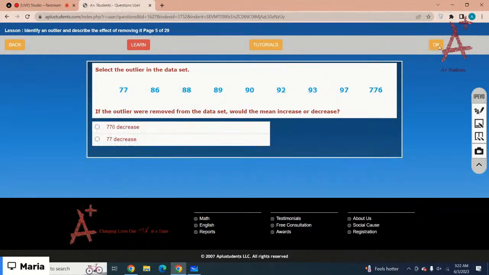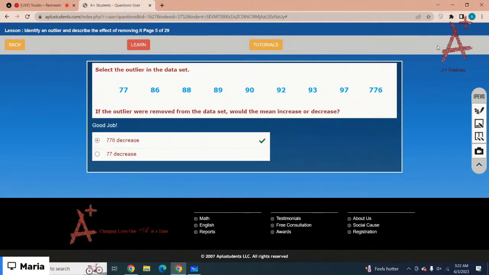Okay, the next one is select the outlier in the dataset. So which is the outlier? Outlier is 776, and when you remove 776, it will decrease the mean value. Got it?